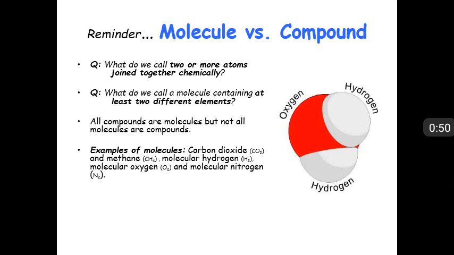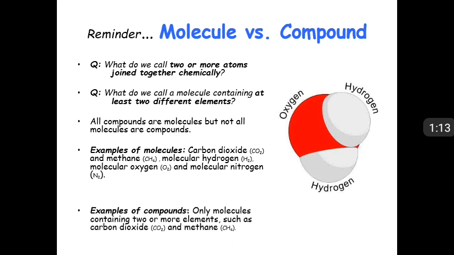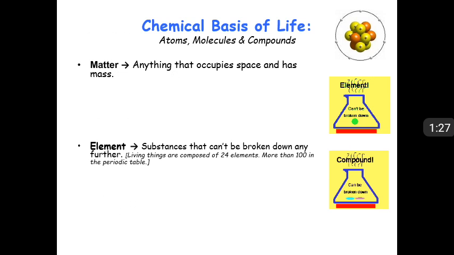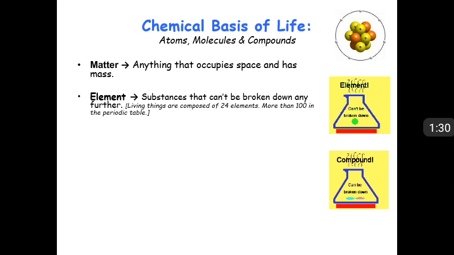Molecules are H2, O2 and N2, which contain two or more atoms of a single element in a fixed proportion. So these are molecules, H2 and O2. These are called molecules. And what are compounds? Compounds are only molecules containing two or more elements, such as carbon dioxide and methane, CH4, CO2. These are called compounds.